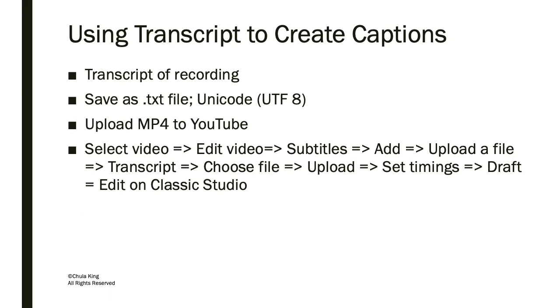If you happen to have a transcript of your recording, you can use YouTube to create timed captions from that transcript. This is perhaps the least time-consuming way to create accurate captions. First, you have to save the transcript as a text file. If asked, you should select Unicode UTF-8 as the text encoding. Upload your video to YouTube.